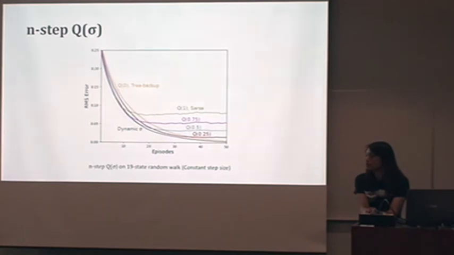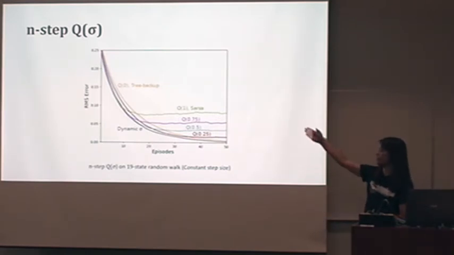Have you seen this pattern on other tasks? I think you've tried other tasks. A similar pattern shows up in the mountain car problem and the windy grid world. Yeah, in both cases, doing this decaying sigma from 1 to 0 also outperforms any of the fixed values you see.